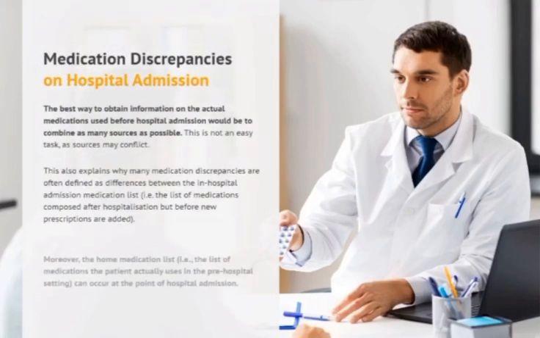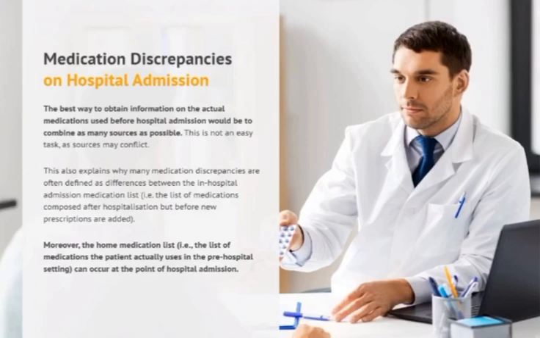The best way to obtain information on the actual medications used before hospital admission would be to combine as many sources as possible. This is not an easy task, as sources may conflict. This also explains why many medication discrepancies are often defined as differences between the in-hospital admission medication list, for example, the list of medications composed after hospitalization but before new prescriptions are added, and the home medication list, for example, the list of medications the patient actually uses in the pre-hospital setting, which can occur at the point of hospital admission.